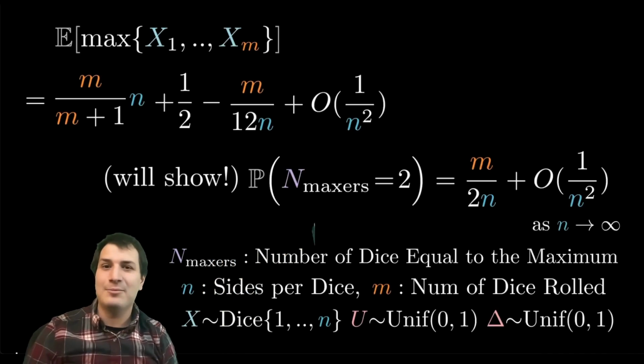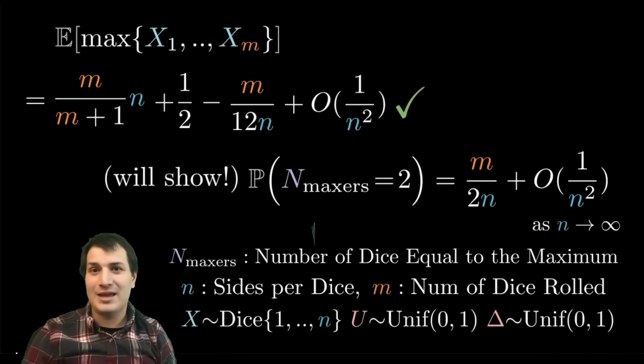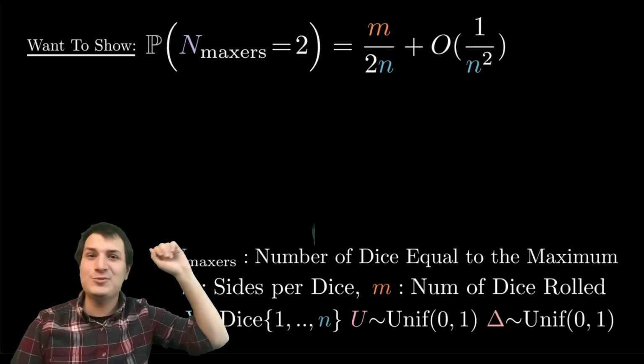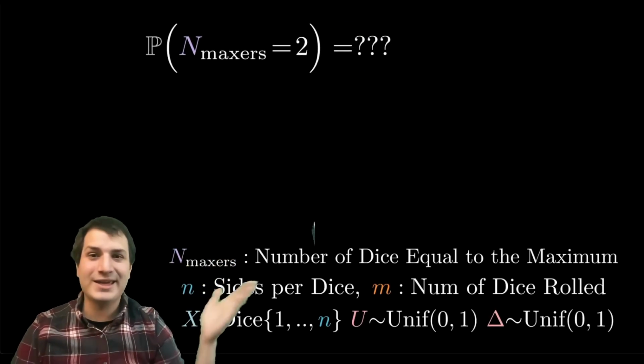Why is the probability m over 2n? And it involves the birthday paradox. Okay, so this is what we want to show. Let's pretend we had no idea what the answer was. How would we calculate this?